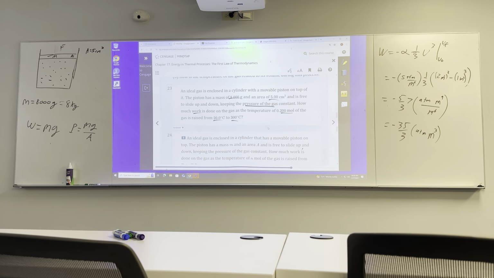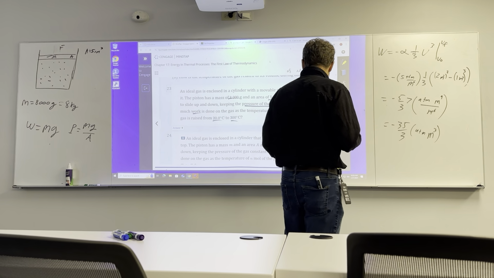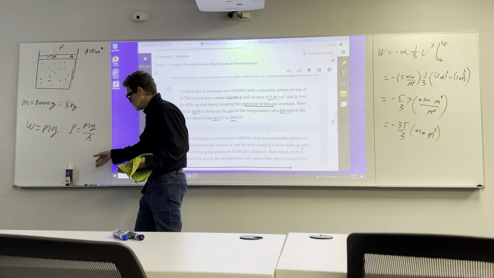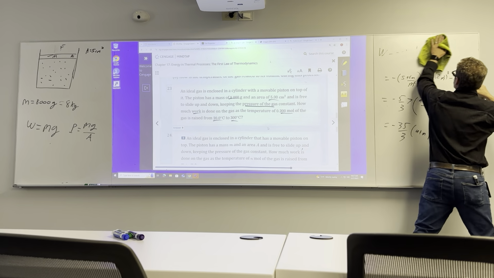Alright. Let's draw a PV diagram of this scenario so we can kind of visualize what kind of curve we're talking about. Last one was an exponential curve.